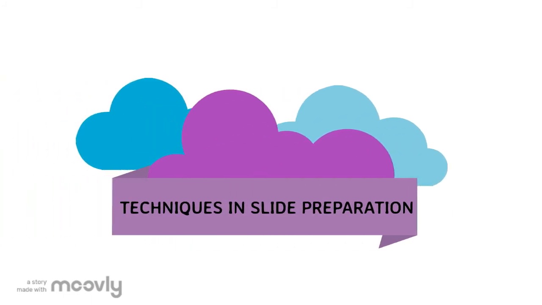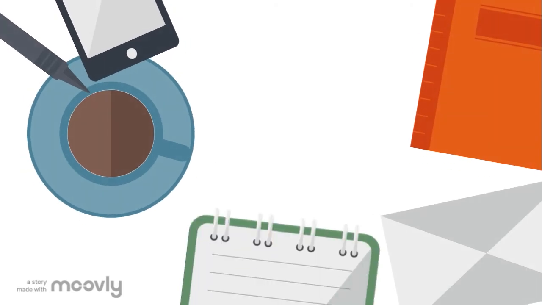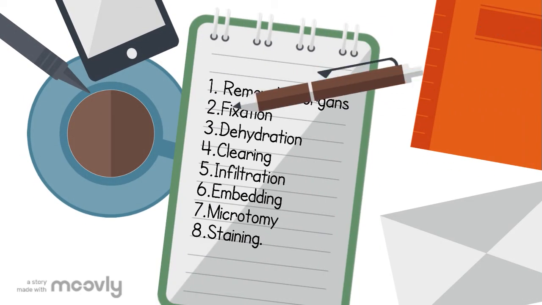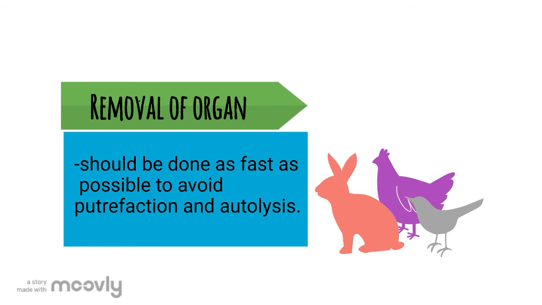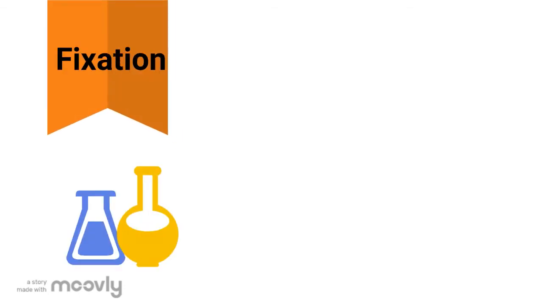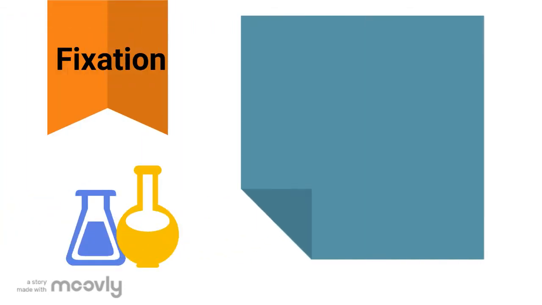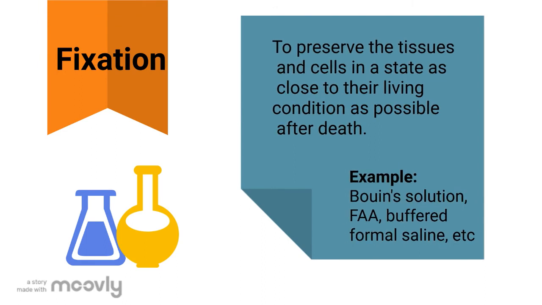Now let's move to the important part of histology, slide preparation. So these are all the steps in slide preparation, in which each step requires proper technique. First, remove the organ, and this should be done as fast as possible to avoid putrefaction and autolysis. Next, fixation. Fixation can be done by putting the specimen into a solution to preserve the tissue.